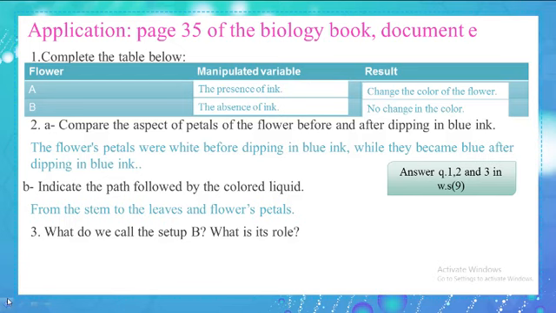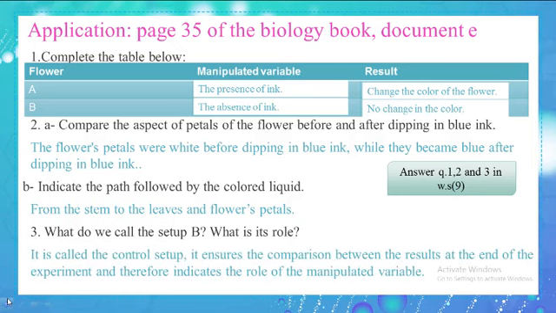What is its role? Why do we put a controlled setup in our experiment? In order to compare the results. So setup B is the controlled setup, and it allows the comparison between the results at the end of the experiment, and therefore indicates the role of the manipulated variable.